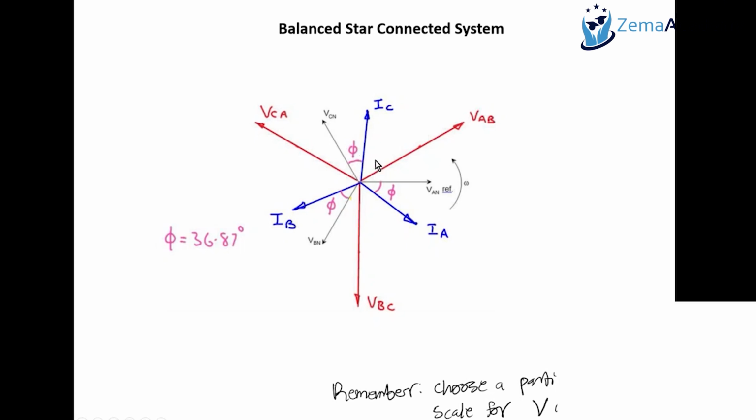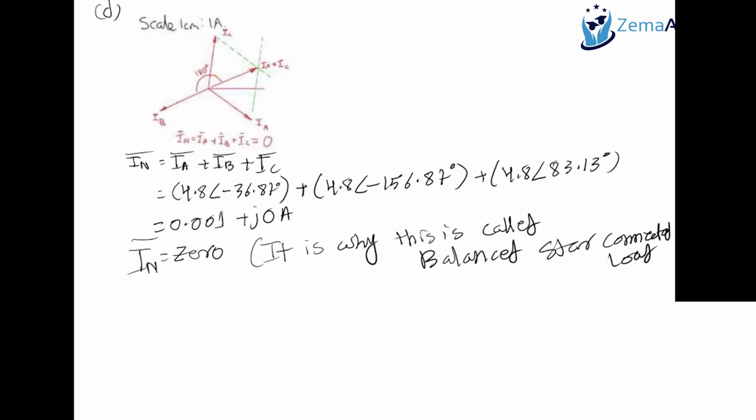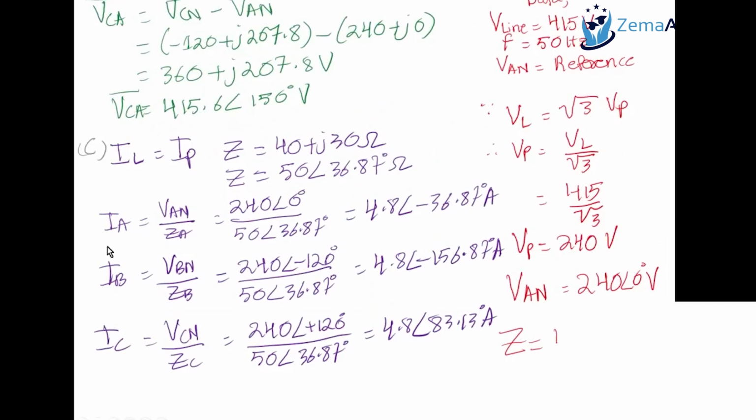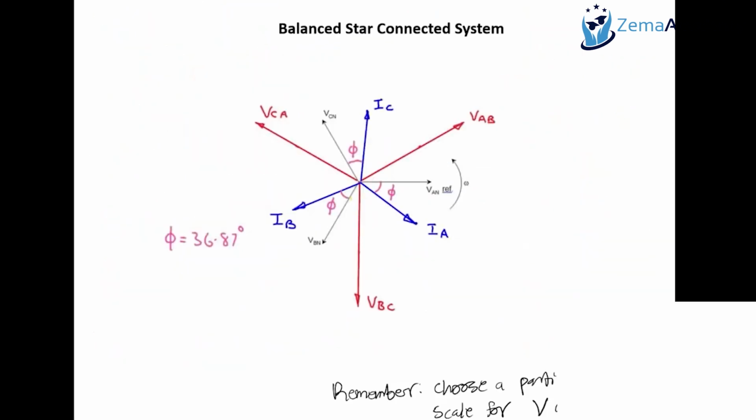The angles you are going to follow are from the calculation. So for IA it is minus 36.87 degree and minus 156.87 degree for the IB and so on. For the VCA you are following this angle. So whatever the calculations you do, you are following the same angles on the phasor diagram, just showing the lines.